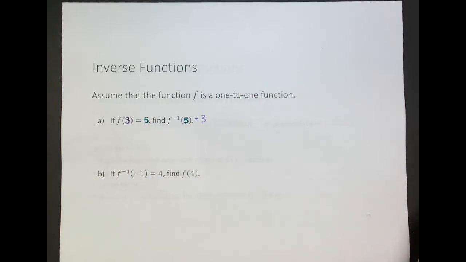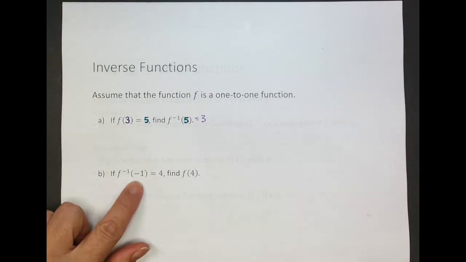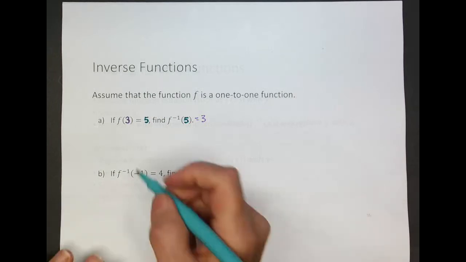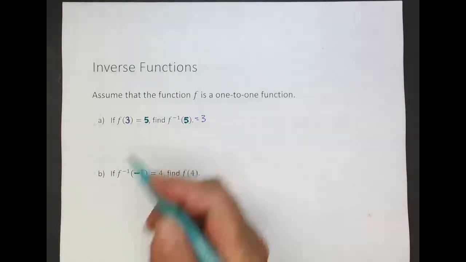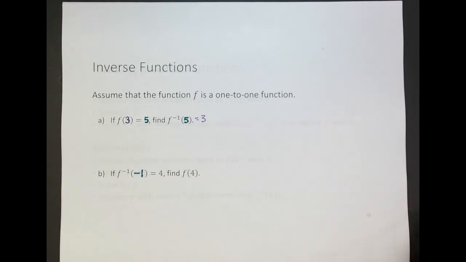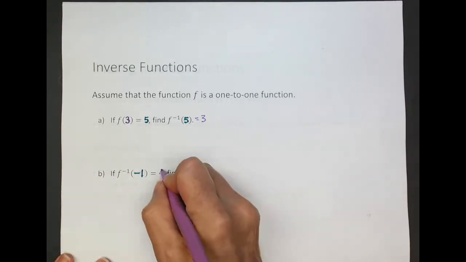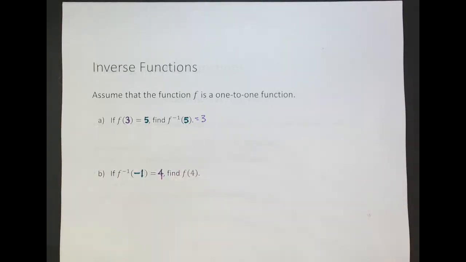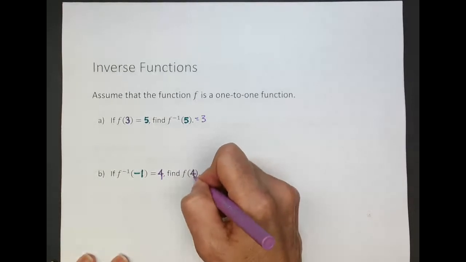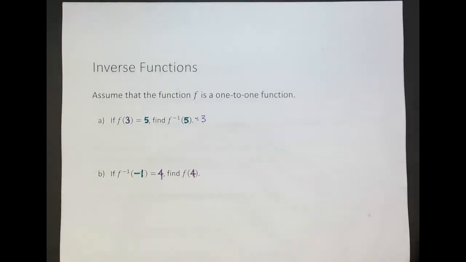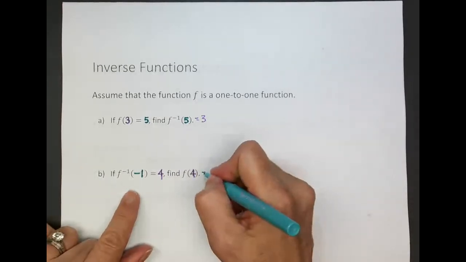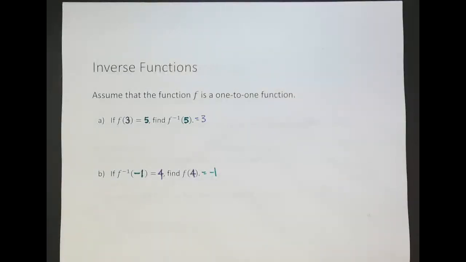Conversely, if f inverse of negative 1, I should say, is 4, what is f of 4 going to be? Well, f of 4 is going to have to be negative 1, because again, they swap x and y, or they swap their domain and range.